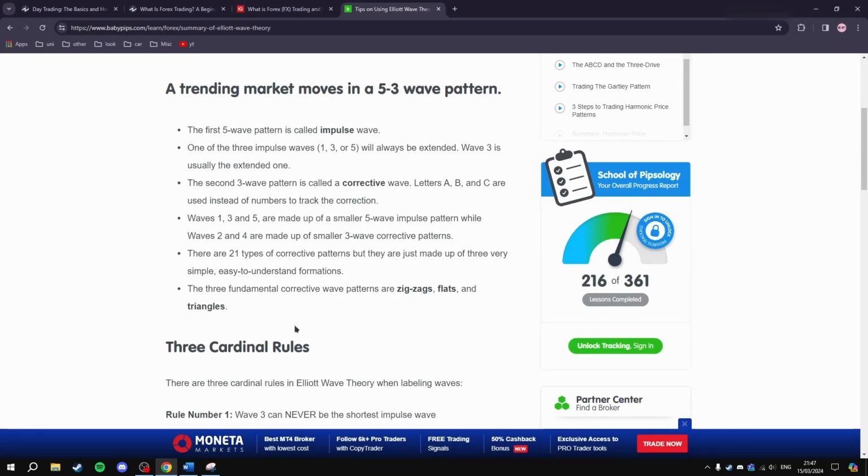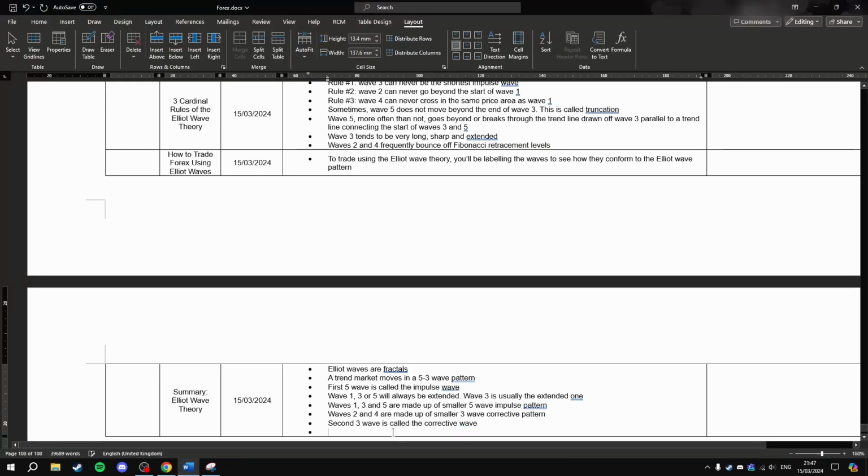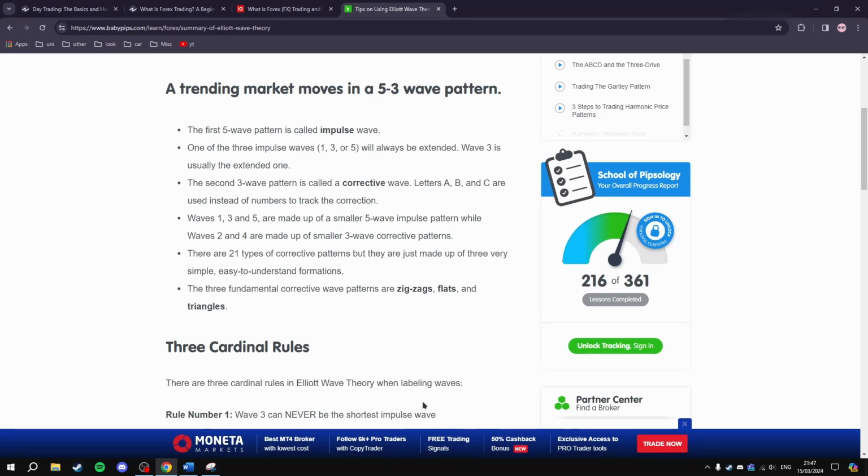There are 21 types of corrective wave patterns, but they're just made up of 3 very simple, easy to understand formations.